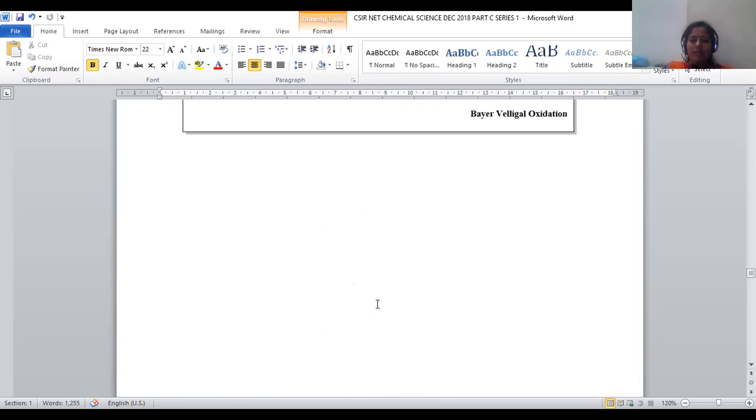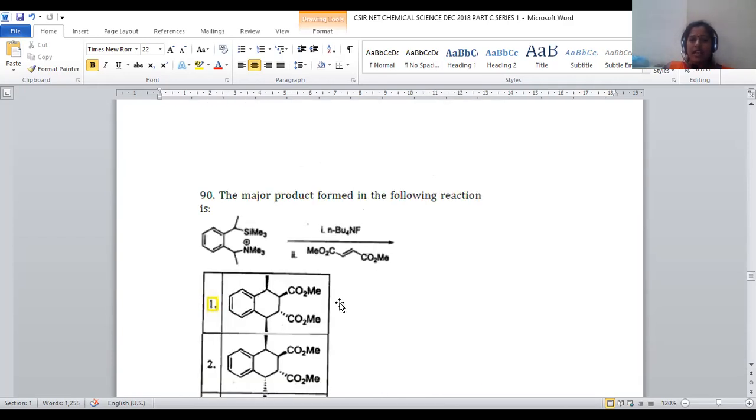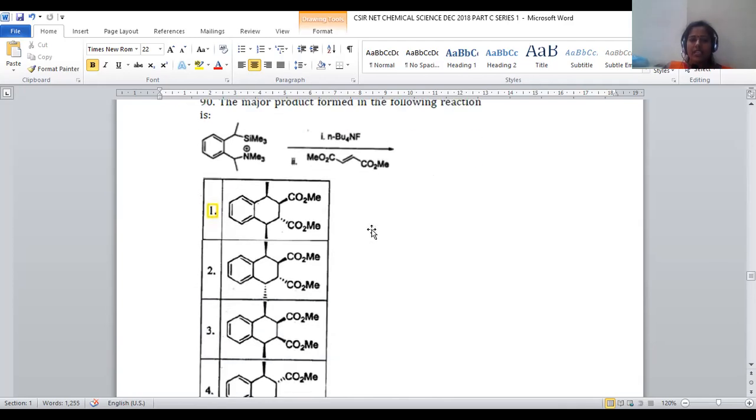Let us move on to question number 90, the last question of the session. The major product formed in the following reaction is, it is given as a benzene ring having this CH2, CH, SiMe3, and on the other position we have CH, CH3 and a positive NMe3. This is a quaternary ammonium. This is called a silane, right?